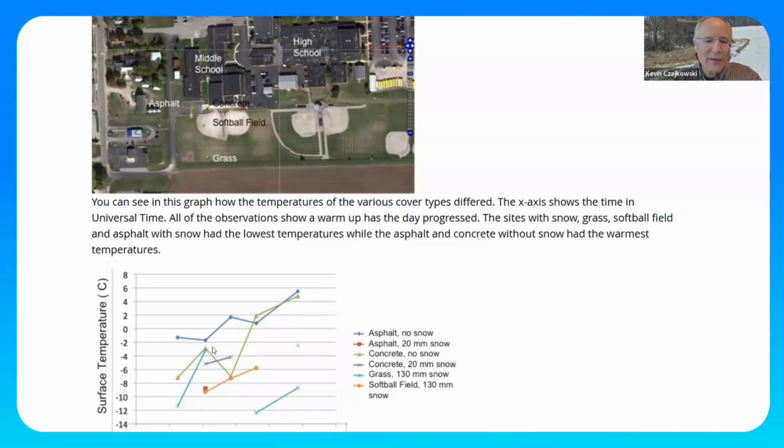And you can see the difference in temperature. The asphalt and concrete were above freezing, but the snow-covered areas stayed below freezing. So that was pretty cool, especially the softball field. The grass was negative 12 degrees Celsius. Pretty chilly.